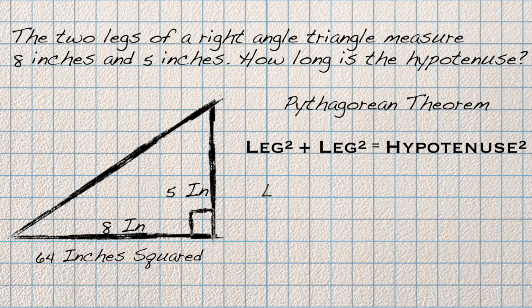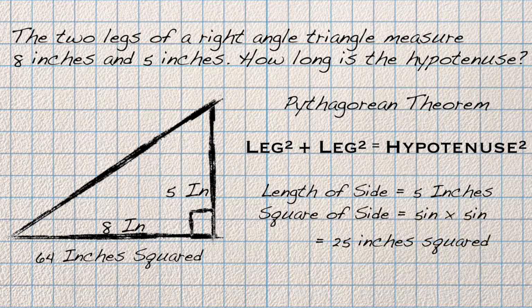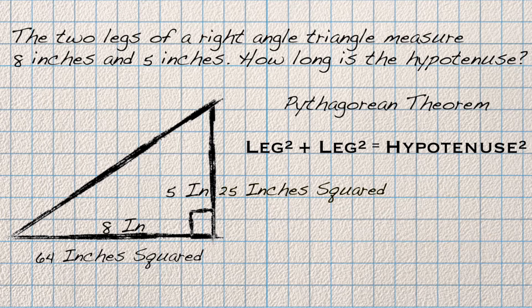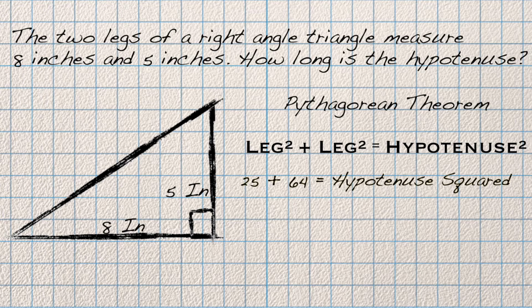Now, we are also told that the length of the other leg of the right-angled triangle is 5 inches. So the square of this side will have an area that will be 5 inches times 5 inches, which is 25 inches squared. Now, we can write this as 25 inches squared plus 64 inches squared, which is equal to the area of the square of the hypotenuse.